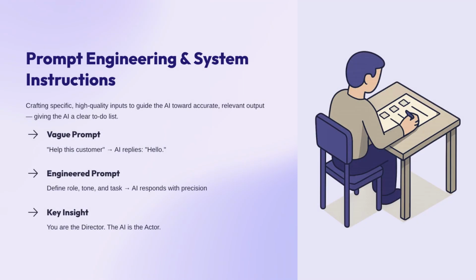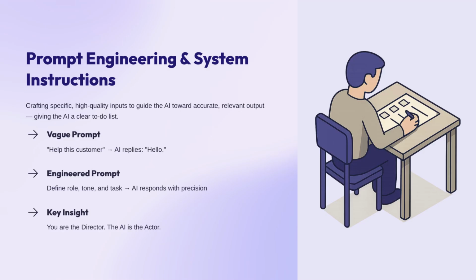The technical documentation defines this as the practice of crafting specific, high-quality inputs, known as prompts, to guide the generative AI model toward producing the most accurate and relevant output for a specific task. To speak naturally, it is giving the AI a clear to-do list. If you give a vague instruction, you get a vague answer.